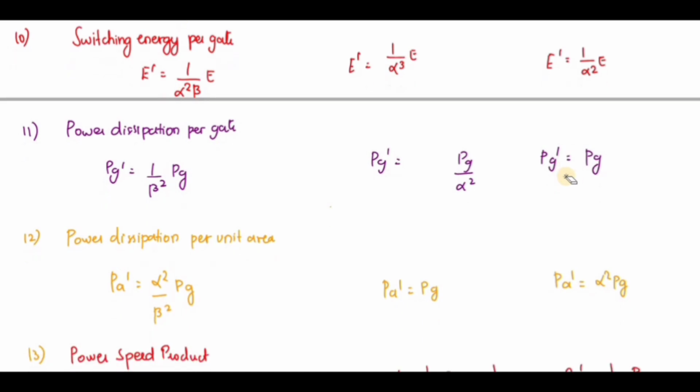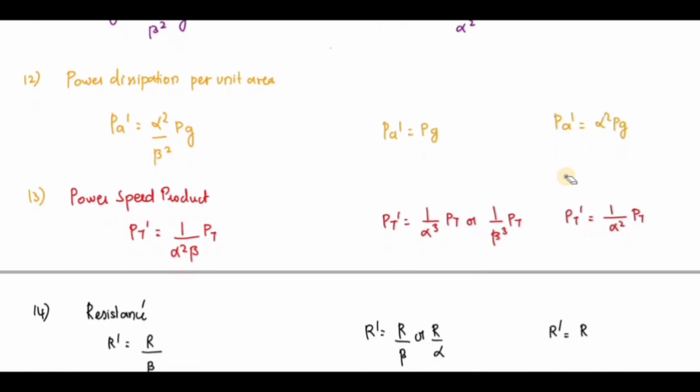Next one, power dissipation per unit area. So PA bar is equal to alpha squared divided by beta squared into PG. If I substitute beta equal to alpha, both get cancelled out. So PA bar is equal to PG. And if I substitute beta equal to 1, I will get PA bar is equal to alpha squared PG.